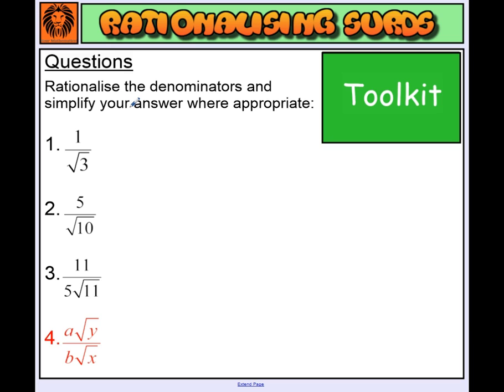Now it's your turn to have a go at rationalising the denominators, and make sure you simplify your answers where appropriate. Now pause the video and we'll go through the answers shortly.